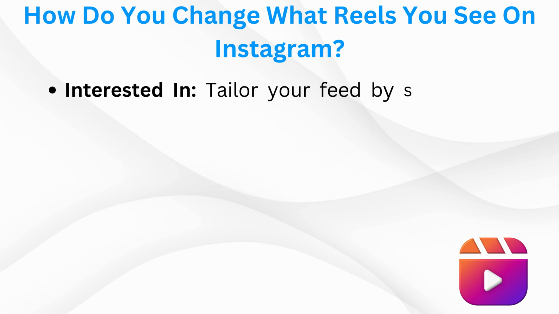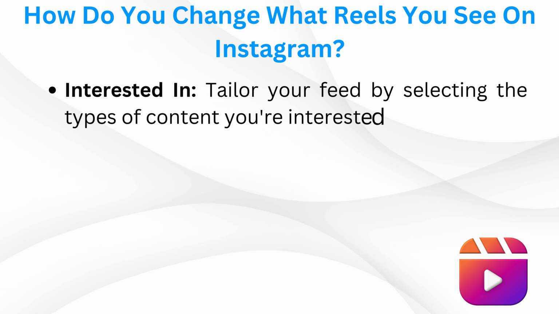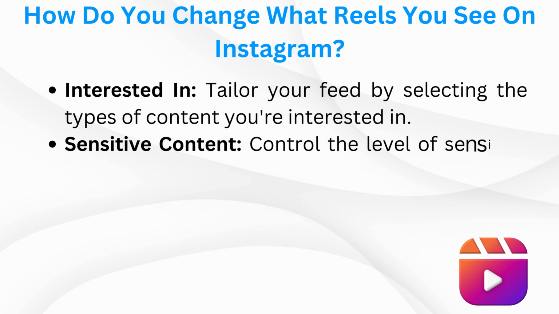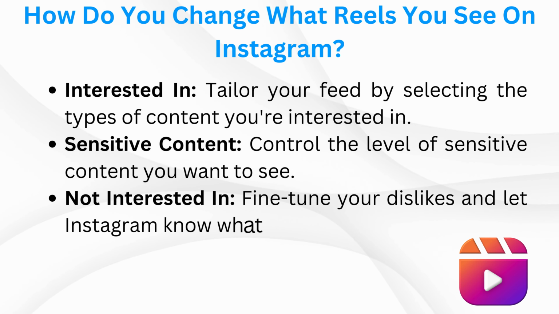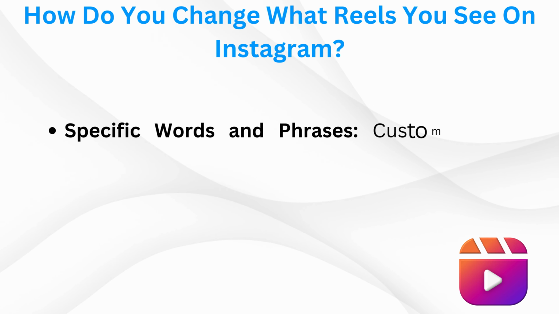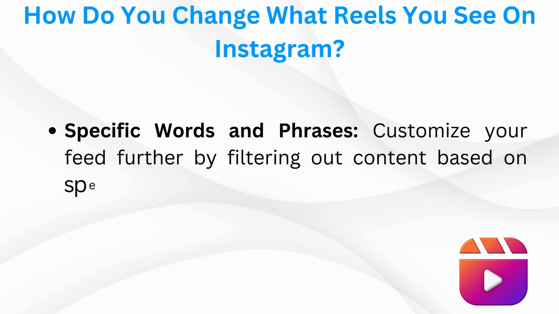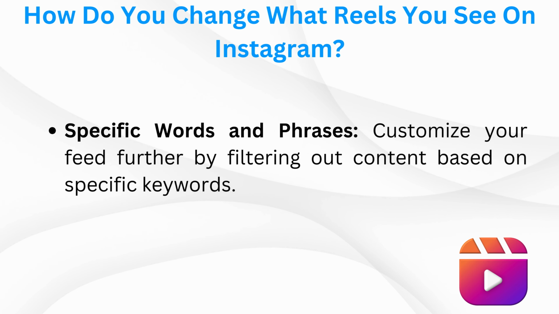Interested in. Tailor your feed by selecting the types of content you're interested in. Sensitive content. Control the level of sensitive content you want to see. Not interested in. Fine-tune your dislikes and let Instagram know what to avoid. Specific words and phrases. Customize your feed further by filtering out content based on specific keywords.